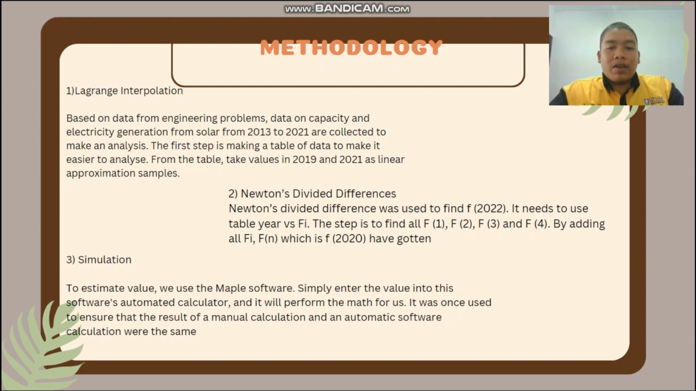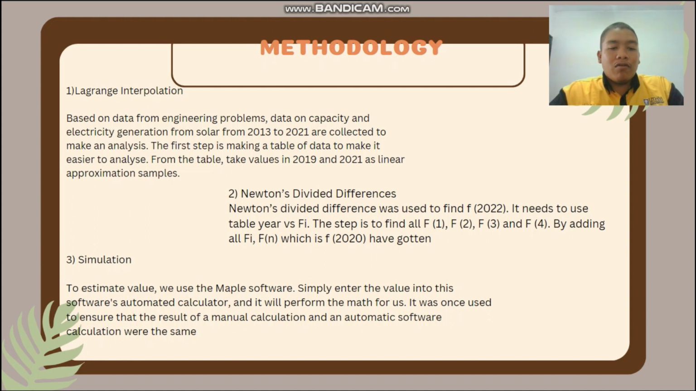Next is Newton's divided difference. Newton's divided difference was used to find F 2022. It needs the table of years versus F. The step is to find all F1, F2, F3 and F4 by adding all Fi, up to Fn, which is F 2020.